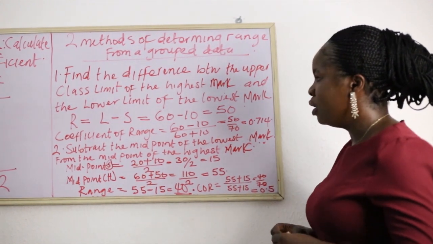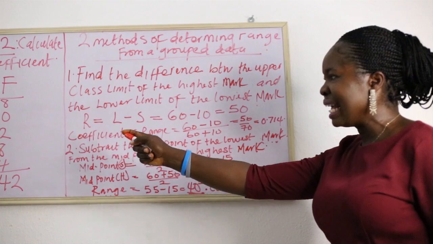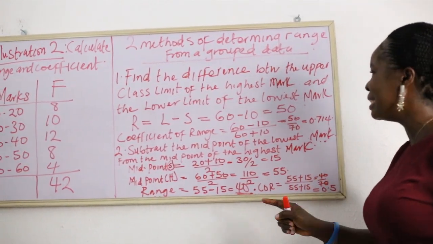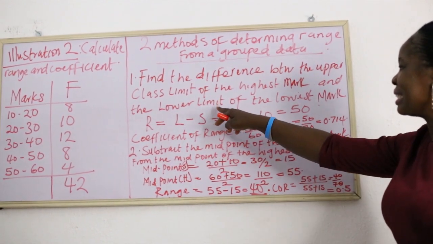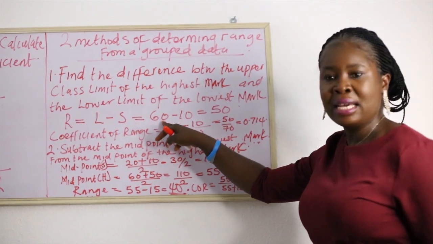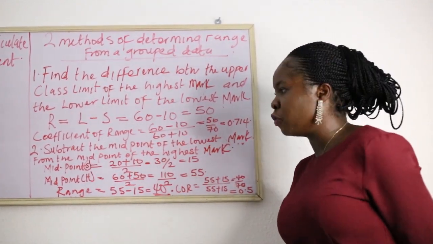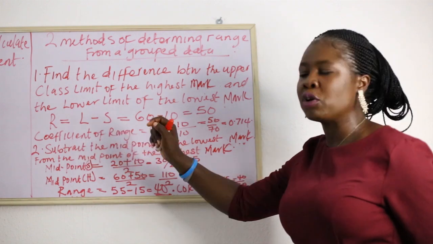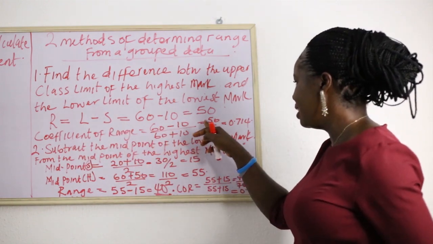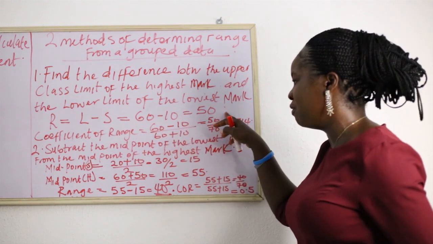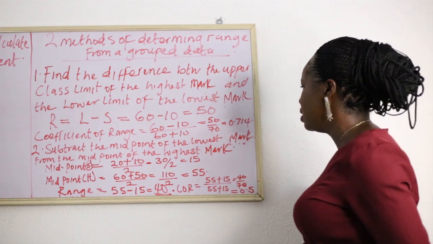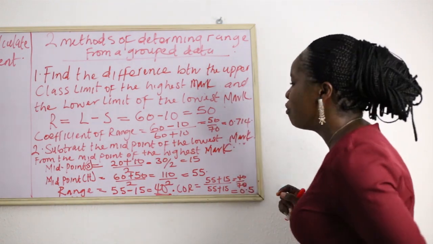So looking at the highest mark on the board, it is 60. So I have 60, and the lowest mark is 10, the lower class limit of the lowest mark. So our range is 60 minus 10, that is equal to 50. And of course, the coefficient of range will be 60 minus 10 divided by 60 plus 10. 60 minus 10 is 50, then 60 plus 10 is 70. So dividing 50 by 70 is equal to 0.714.